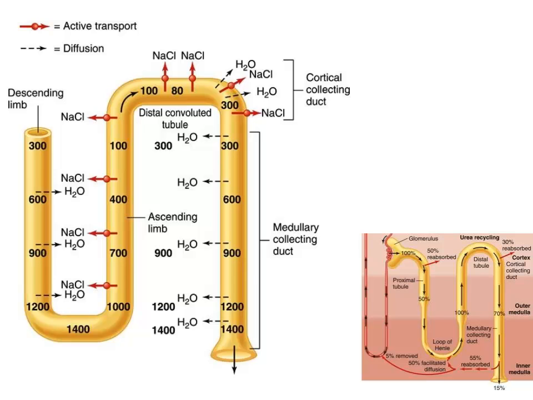Alright, the trick to thinking about this and remembering this is that the ascending limb is water impermeable but pumps out chloride ions which salt follows passively. The descending limb is water permeable. By pumping out the chloride ions which the sodium follows passively, we generate a gradient within the medulla. Okay, the bigger the medulla, the bigger the gradient. Okay, this gradient is going to suck water out of the descending limb and out of the collecting duct.